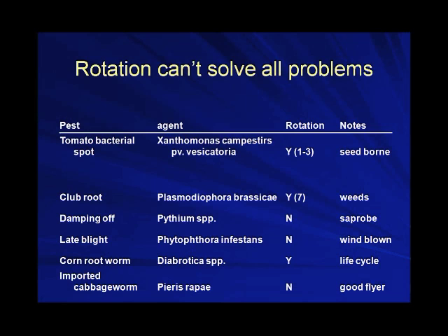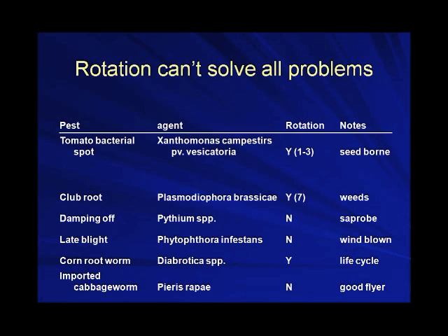I'm not going to go through this whole list, but other diseases, for example late blight, cannot be controlled by crop rotation because the spores are wind-blown and they blow in from long distances. It doesn't matter whether you've grown potatoes or other potato family crops in the field for quite a while, they can still blow in.